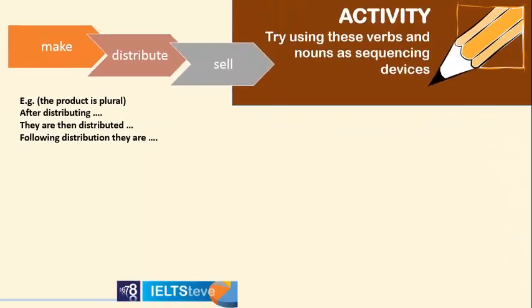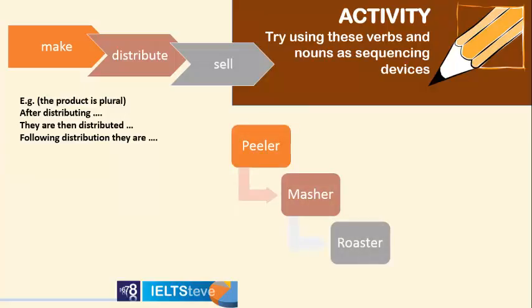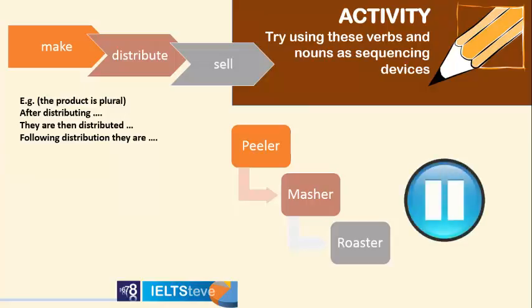So you can do the same thing with make and sell, and we'd like you to do that with your partner now. And also you could try these nouns. So nouns finishing in -er, you quite often see them in a process. As soon as you see that, you should think, okay, what other word forms can I have, and how could I use those word forms to help with sequencing and cohesion in a process?